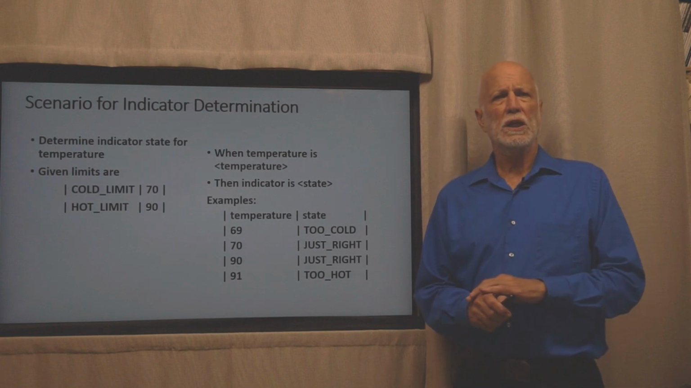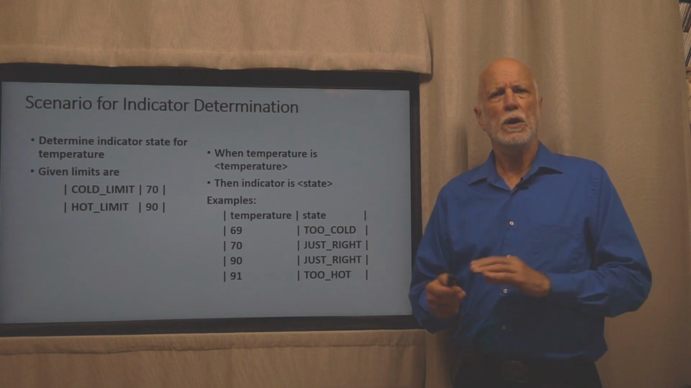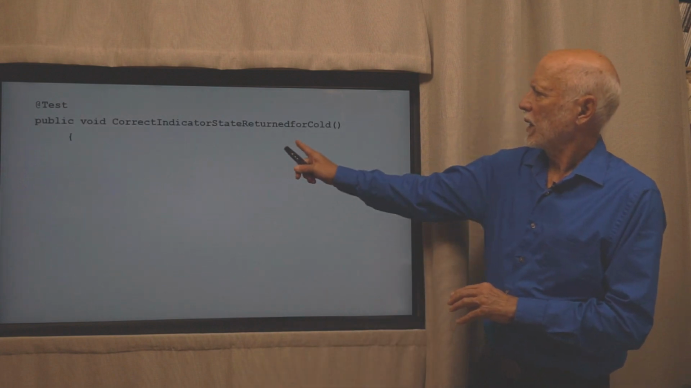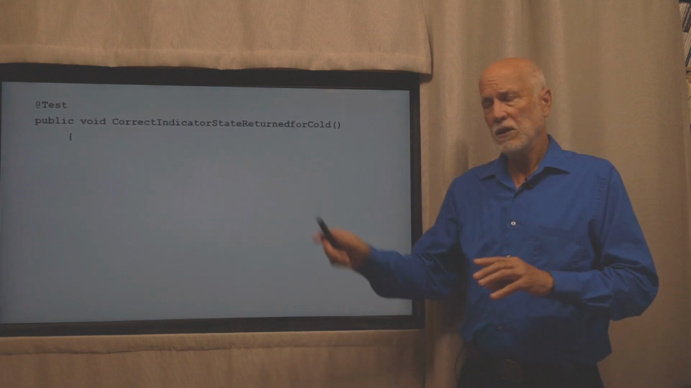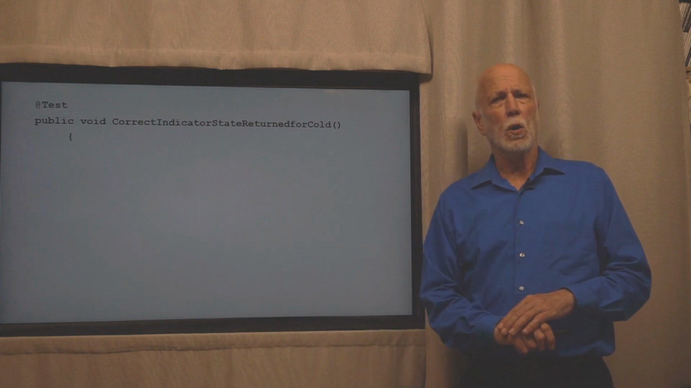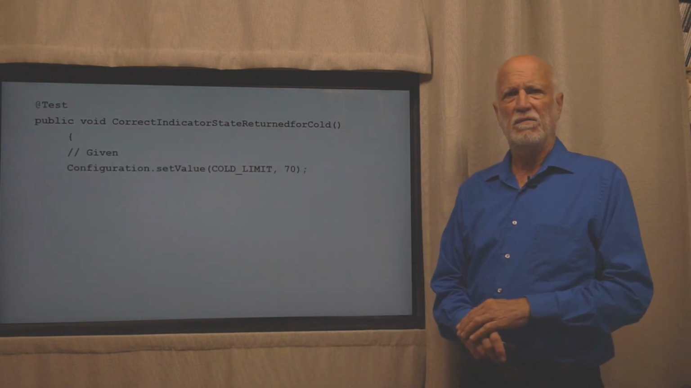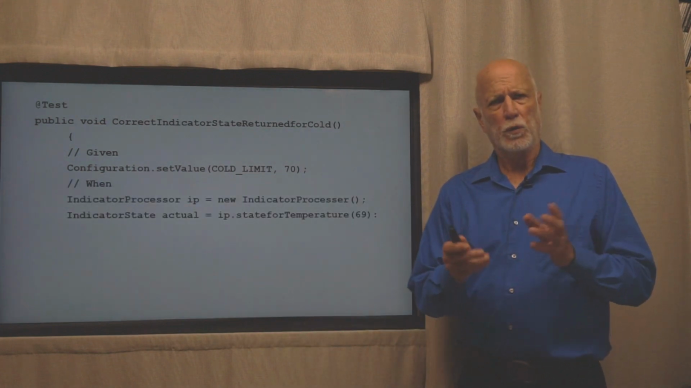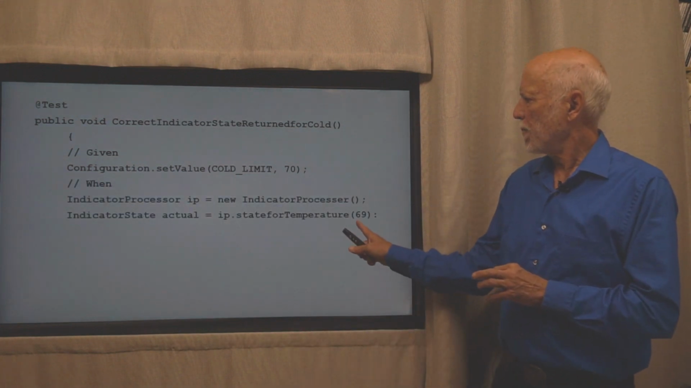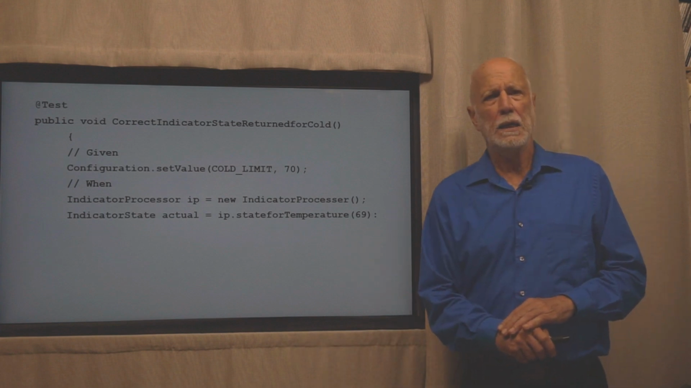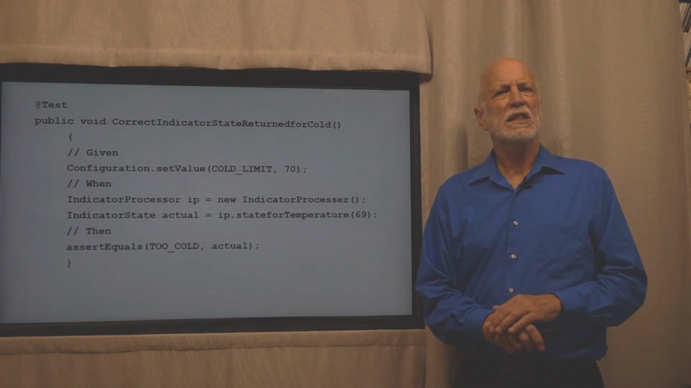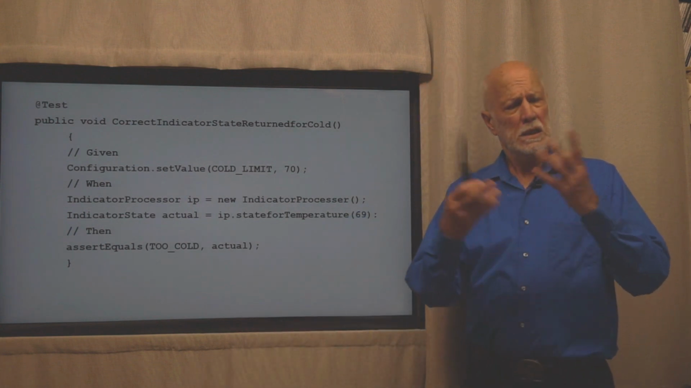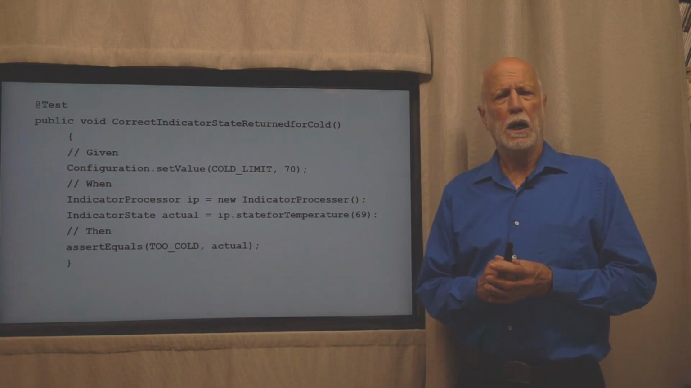We might code this test in a unit testing framework, and that might look something like this. We're going to make sure the correct indicator state is returned for cold. We'll set our configuration value so the cold limit is 70. We'll create an indicator processor and pass it 69, and we'll test that the state it returned is too cold. Now we have a test for our component.